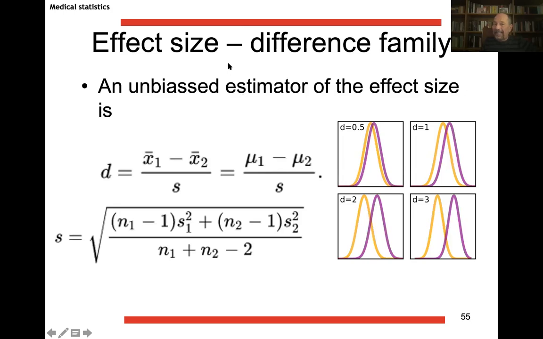The effect size difference family. This is, of course, the average difference divided by the standard deviation, where the standard deviation is the combined standard deviation of the two groups, and it is an unbiased estimator of the effect size. It tells you this is a big effect, this is a small effect, if D is small and if D is big.